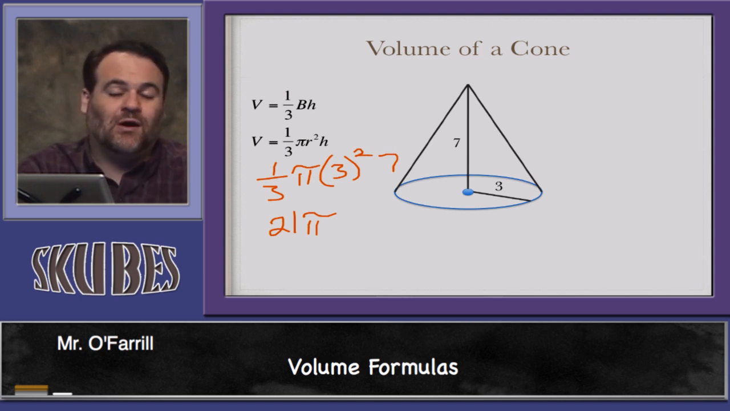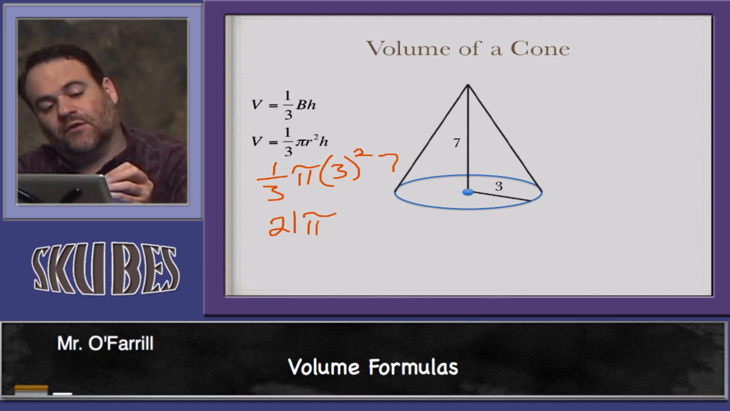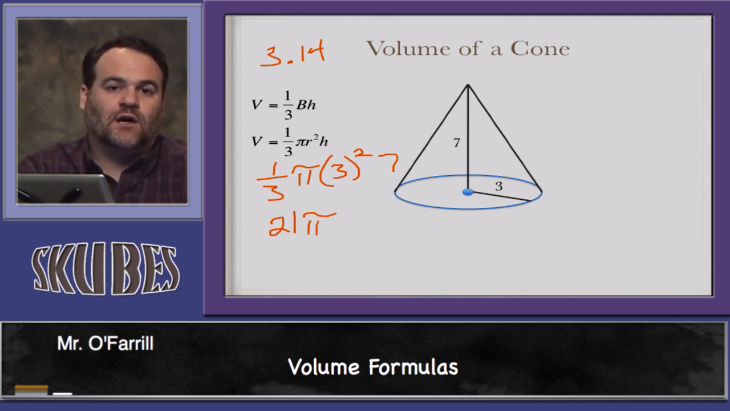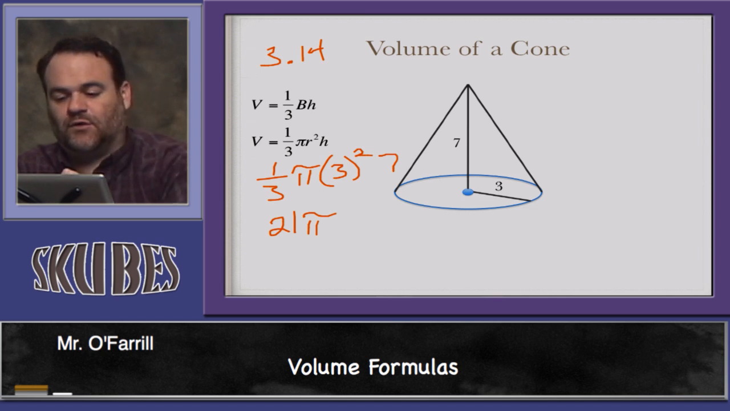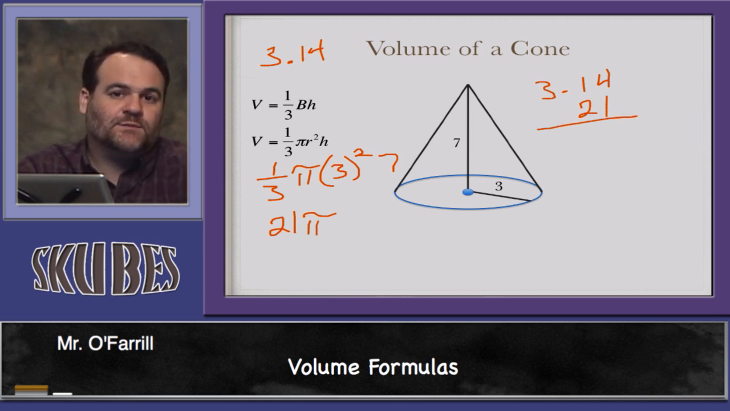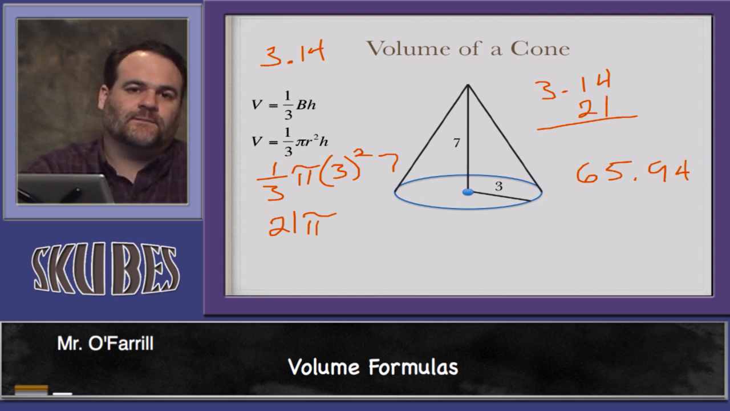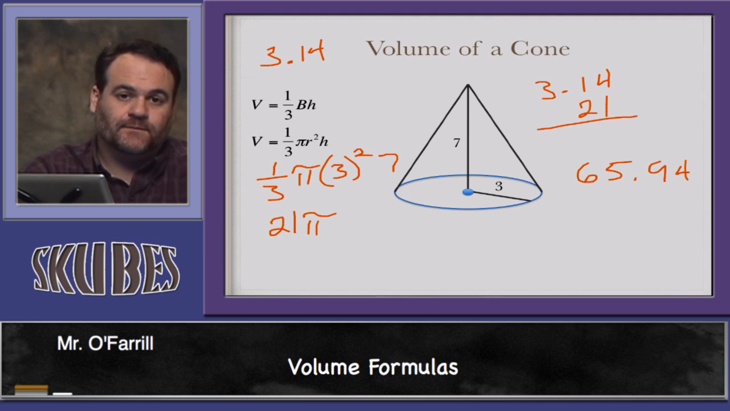But again, it is possible that you're going to be asked to approximate it. So we're going to again use 3.14 as our measure for pi. So we're going to do 21 times 3.14, take it to 2 decimal places again, and we end up with 65.94. And that's how we can calculate the volume of a cone.